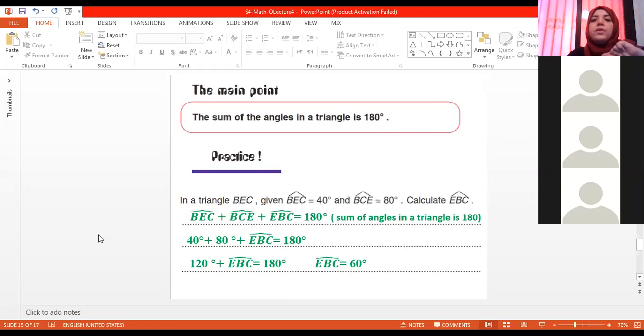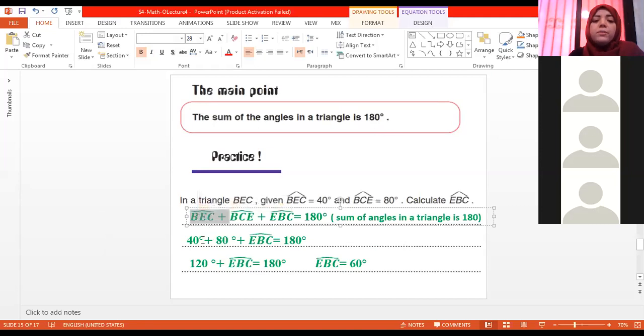You have to watch the video more than one time, because I solved a lot of exercises, but it's very easy. You just put the three angles equals to 180, and in the second step, you put the given. For example, instead of BEC here, you are going to put 40 degrees, because I gave you that BEC equals 40. Instead of BCE, you are going to put 80, because I gave you that it's 80. And then you keep EBC, because I need to find it. And then you calculate. We already learned this in the complementary and supplementary angles, if you still remember.